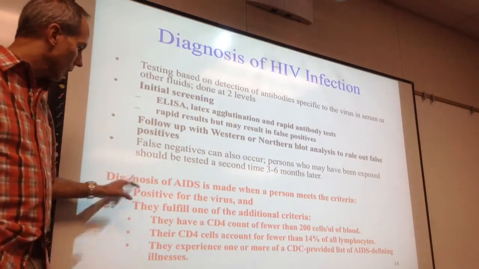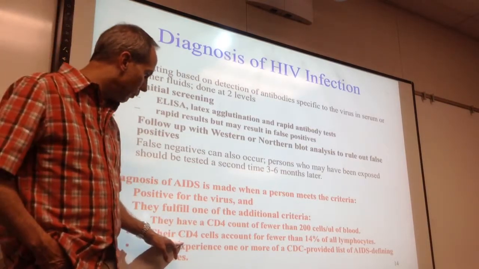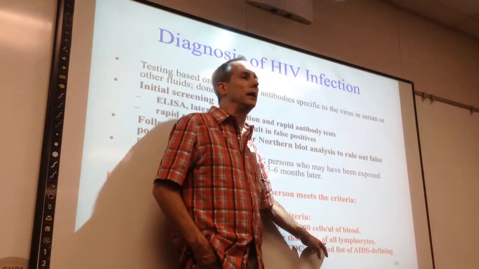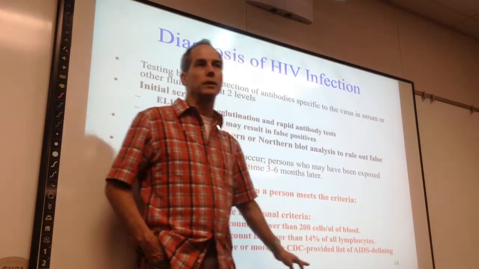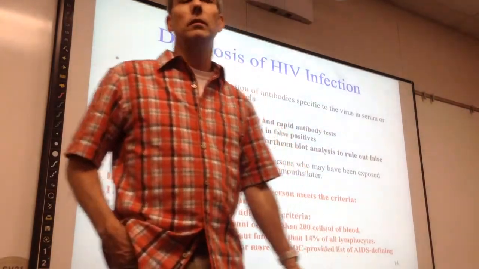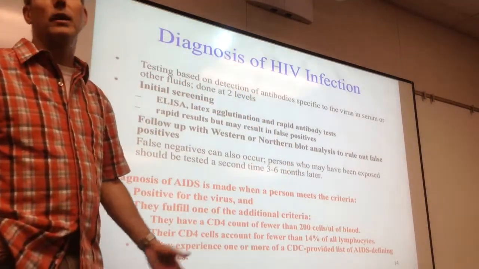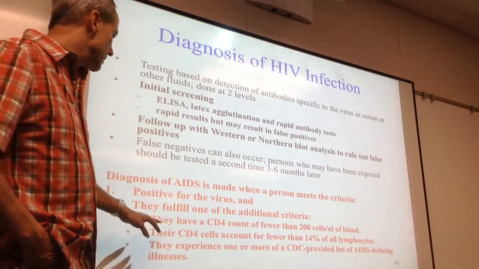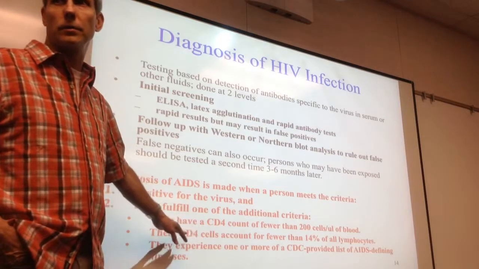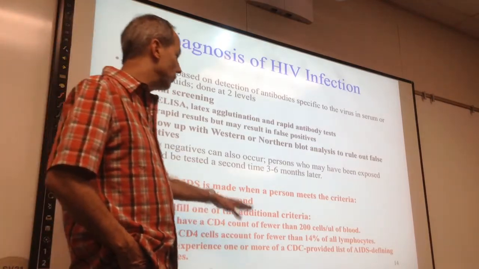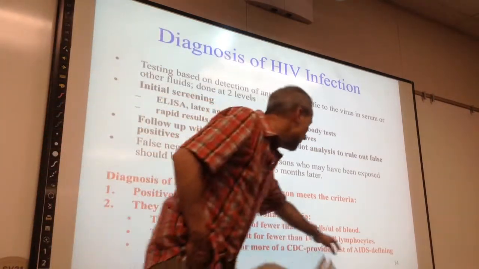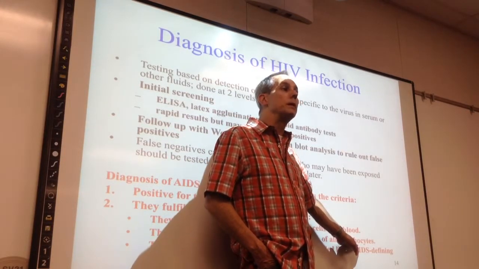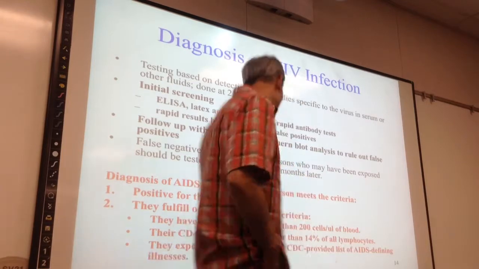Or they're HIV positive and their CD4 cells account for fewer than 14% of all the lymphocytes that they have. You guys remember all of the lymphocytes that you have? Yes. Neutrophils, basophils, never let... CD4 cells, which are the T helper cells, they are less than 14% of all your lymphocytes. What are the two types of lymphocytes we have then? B cells and T cells. T cells. There you go.